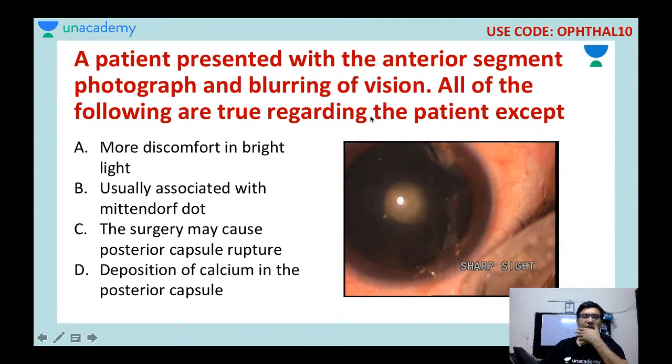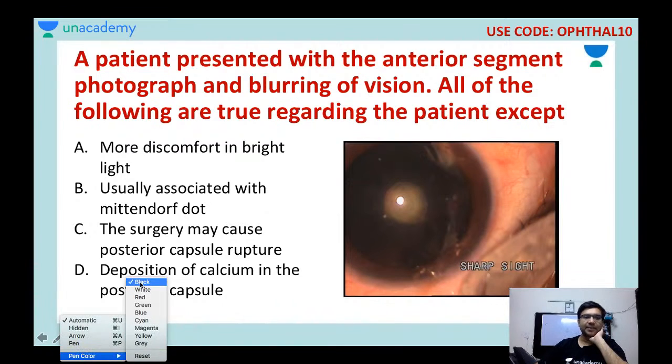Okay, let's move to our next question. A patient presented with an anterior segment photograph like this and blurring of vision. All of the following are true regarding this patient except. So you can see the opacity here, the onion ring or hole like opacity here. The rest of the lens is normal.